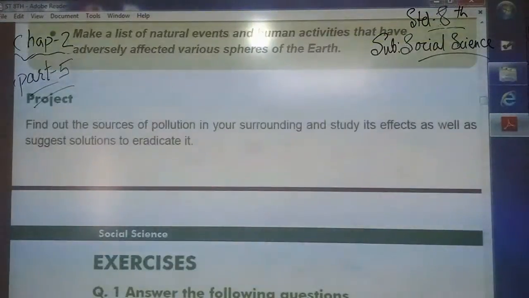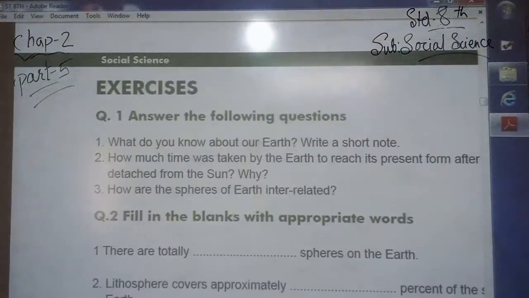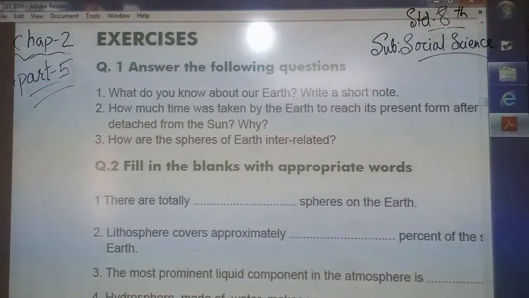The chapter is over here. The projects are there. You can do by your own. Here are some of the questions. Okay, what do you know by our Earth? Write a short note. So in Earth, we know the 4 levels I have explained to you. You can know about your Earth. You can write about your Earth.